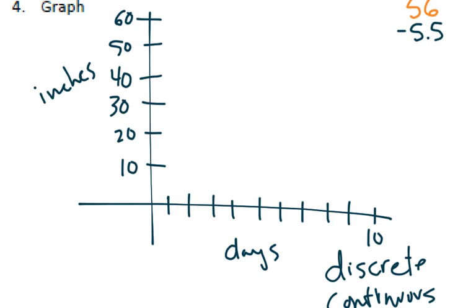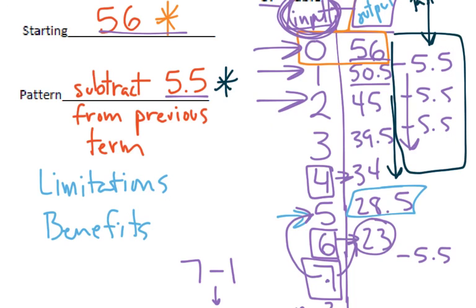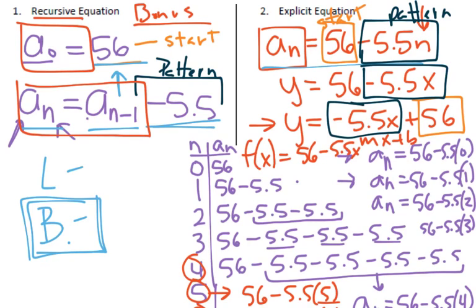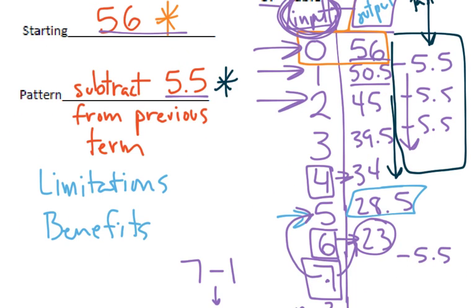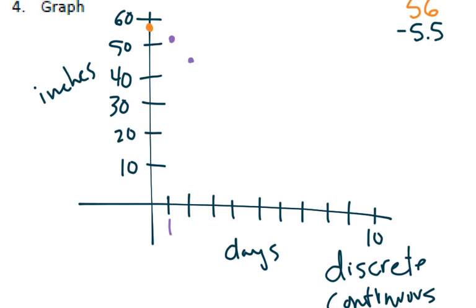Okay, so we start out at 56, so right about there. Okay, is my first point. Then at day 1, we're going to go down 5.5, so about to 50. At day 2, we go down and we get to 45. So day 2, 45. Okay, day 3, 39.5, then 34. Okay, and so on. And that's probably enough to see my pattern.